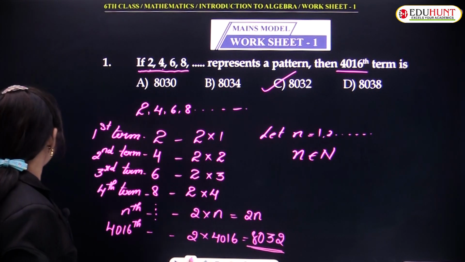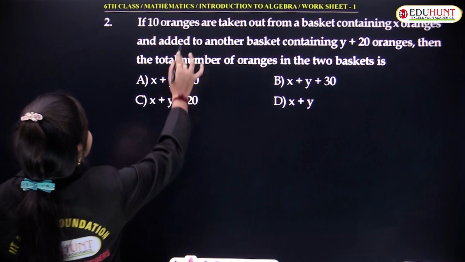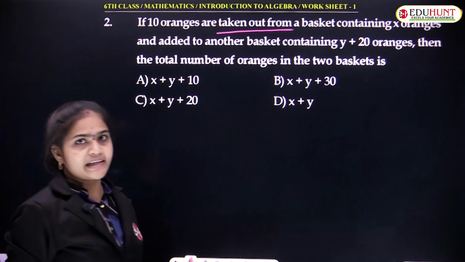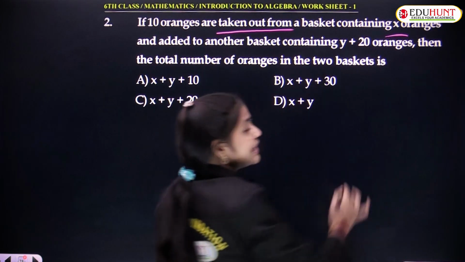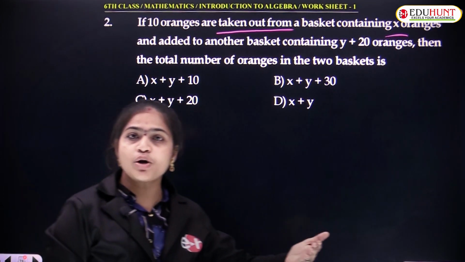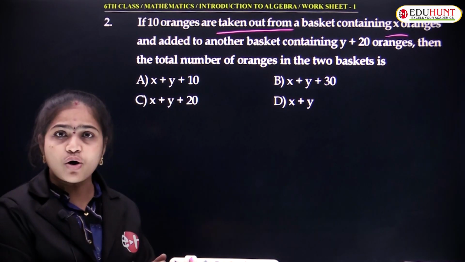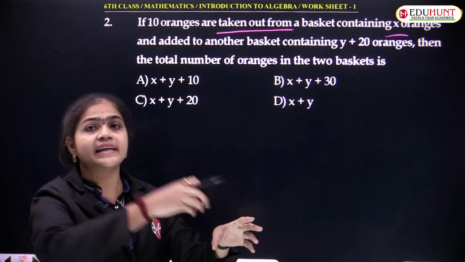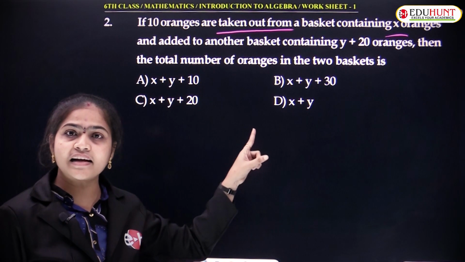Let us see the second question. What is it? If 10 oranges are taken out from a basket. Here there is one basket, and that basket contains X oranges. Understand? X oranges means X number of oranges are there in that basket. Out of those X oranges, we have taken out 10 oranges. Now how many oranges are there in that container?